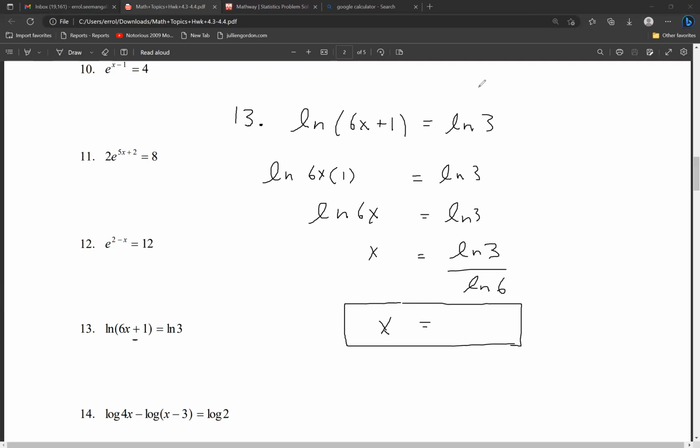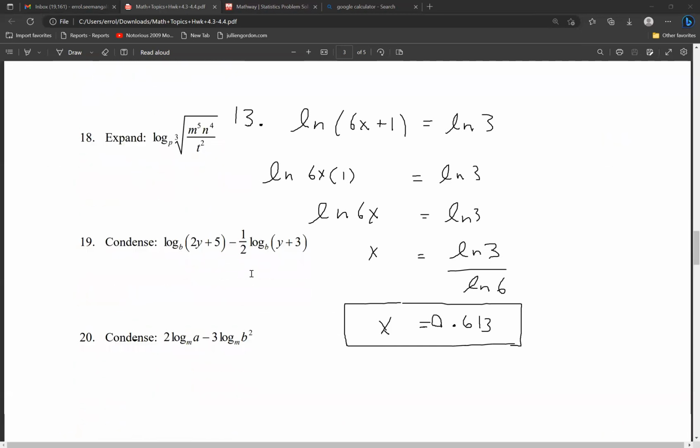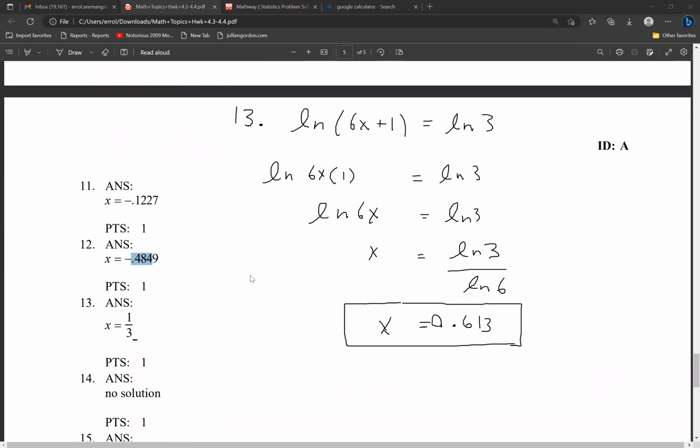What's ln 3 divided by ln 6? 0.613. All right, let's check that one. That one is 13. Let's check 13. Oh, they're saying 1/3.